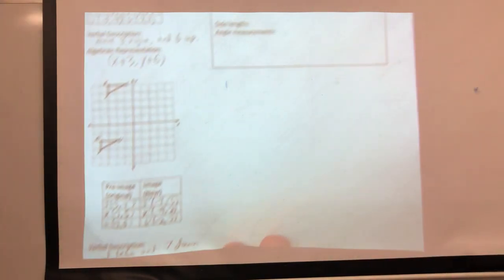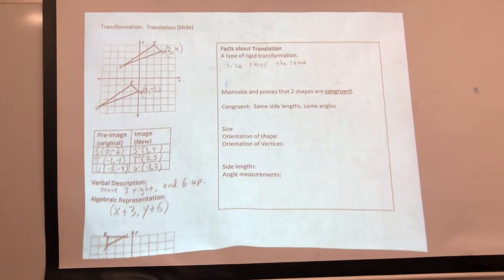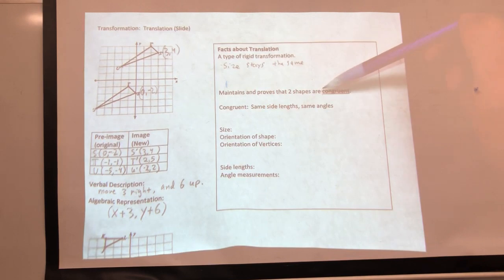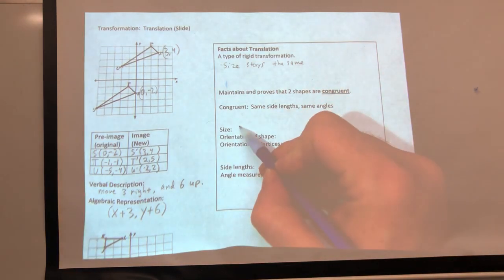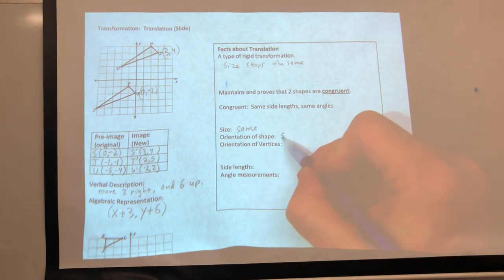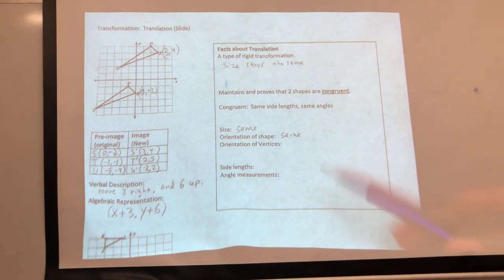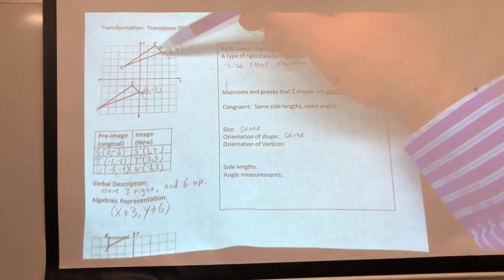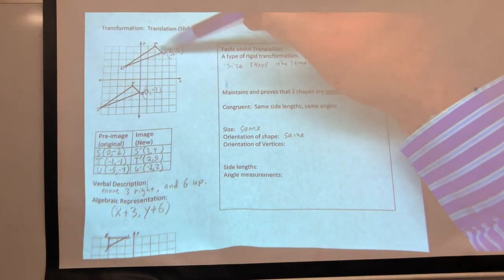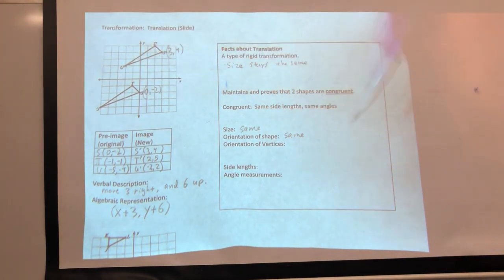So just a quick review of the facts about translation. It proves congruence because all the points move exactly the same amount, so it keeps the same side lengths and same angles. The size stays the same. The orientation, meaning the direction it's facing, stays the same. The orientation of the vertices, meaning how you read them clockwise or counterclockwise, also stays the same. This is STU, counterclockwise. S prime, T prime, U prime, also counterclockwise.